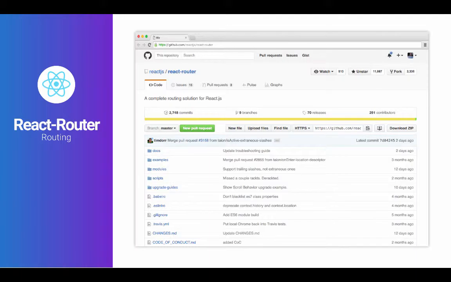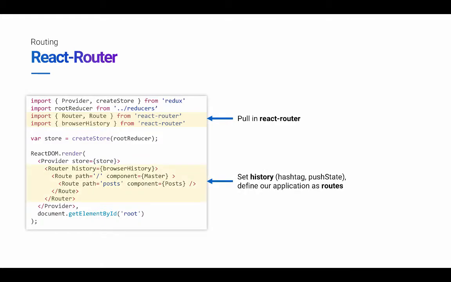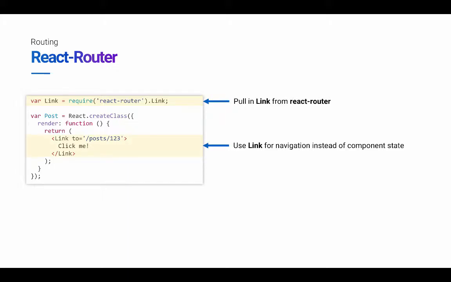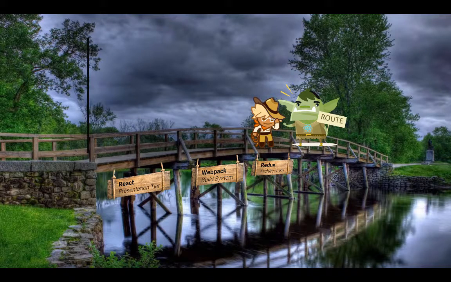We'll start by reading through the docs and following some tutorials, and once we're done, we'll learn that we need to go back to the root of our React example application, and we need to pull in React Router, set the type of history that we want, be it hash or push state, and define the structure of our application using routes. We'll also need to go back into our components and pull in Link from React Router and use that for navigation instead of tracking navigation changes in component state. Or if we need to make changes programmatically, we can get router from context and we can use that instead. With those changes, our application now supports routing, and this challenge is conquered.